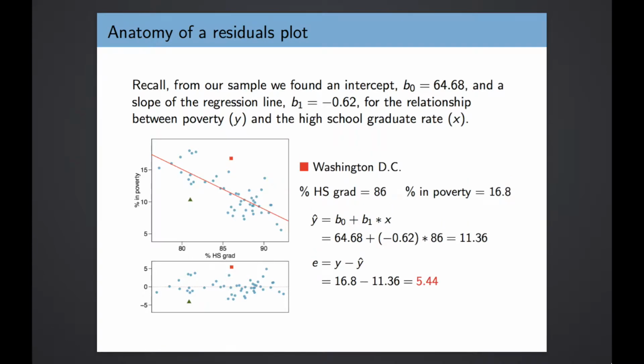And really briefly, we could do the same thing for Washington, D.C. So Washington, D.C. is the red square in these plots. And so we found a predicted value for y hat of 11.36%, but we observe a poverty rate of 16.8%. So that gives us a residual of positive 5.44%. So you can see in the residuals plot at the bottom here, the Washington observation, this red square, is 5.44 above this dotted line of 0, indicating that Washington's residual is positive 5.44.